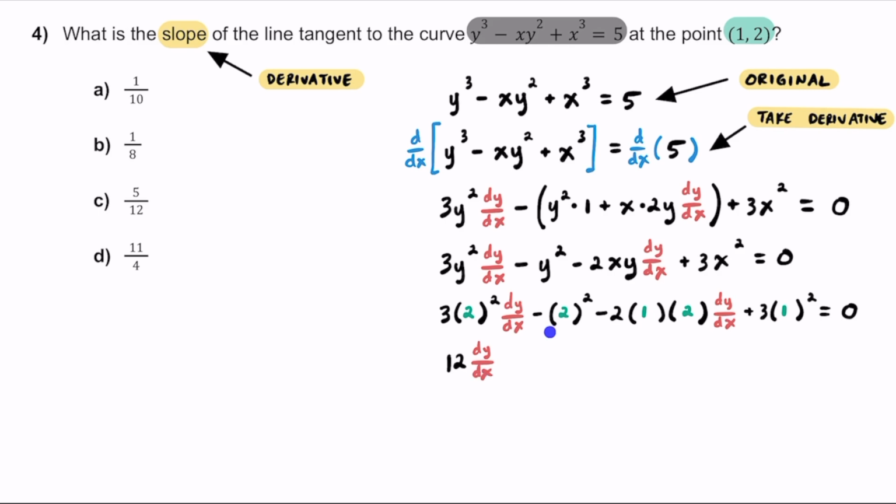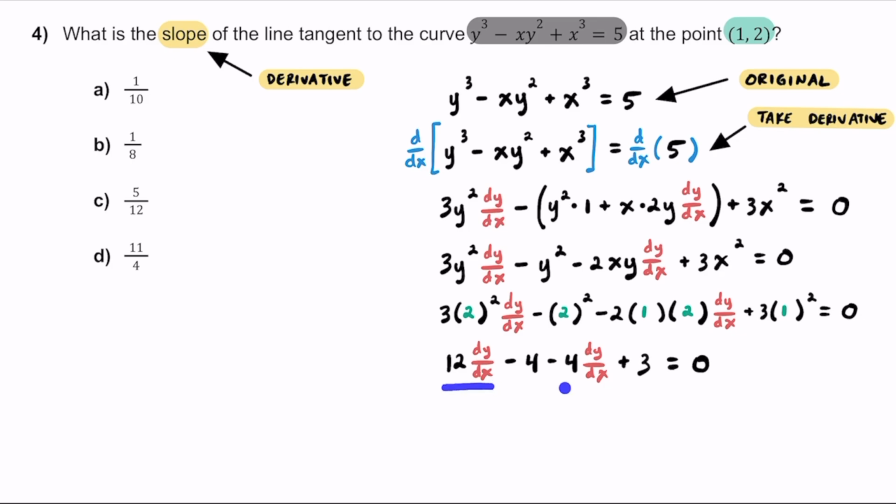Now for the second term here, we just have this 2 squared, which is 4. We can write minus 4. For our third term, we have 2 times 1 times 2, which is just going to be 4. So we're going to write minus 4. But let's multiply that by the dy/dx. And then finally, we have 1 squared times 3, which is going to be 3. Let's write plus 3 and write equals 0.